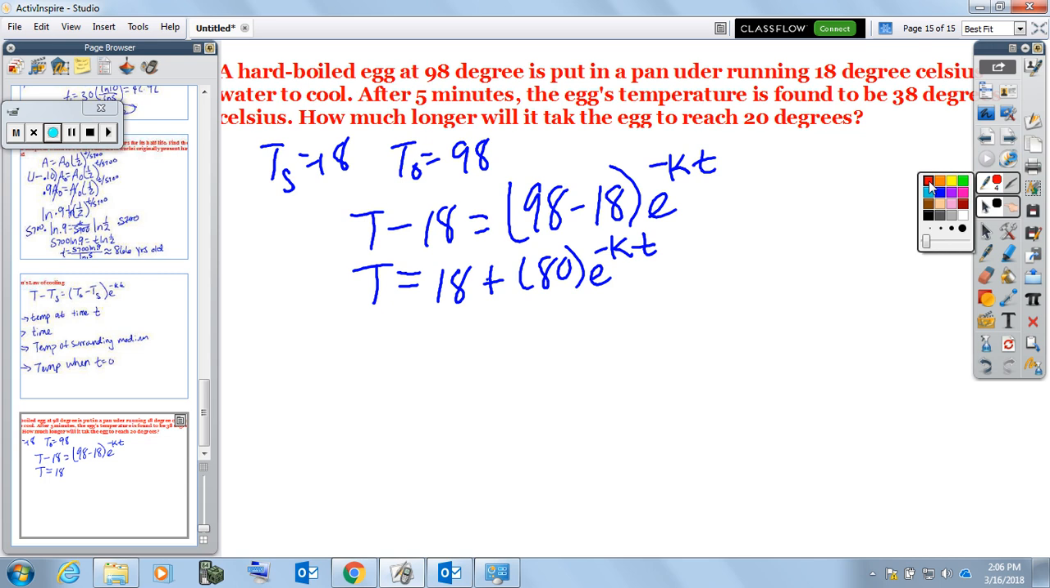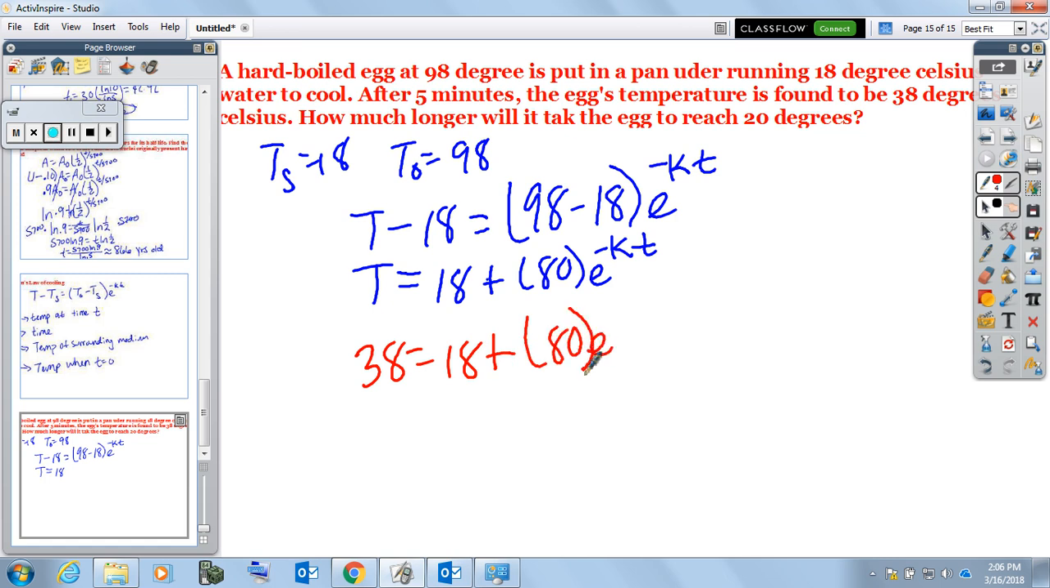Well, now I have values for t and for the temperature, so 38 equals 18 plus 80 times e to the negative k times t, which is 5 in this circumstance. So we want to go ahead and find the values in this particular example. So going ahead and subtracting on over, we get 20 equals 80 times e to the negative k 5. Dividing by 80, we get 1/4 equals e to the negative 5k. Just making it a little cleaner for you right there.